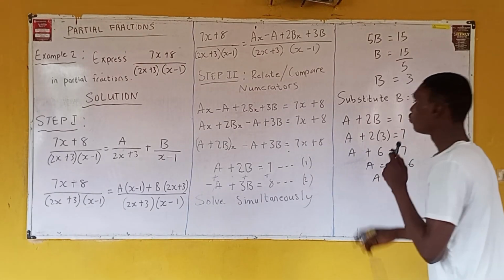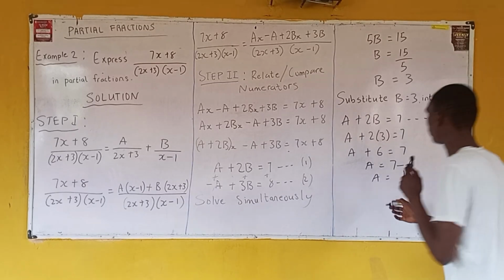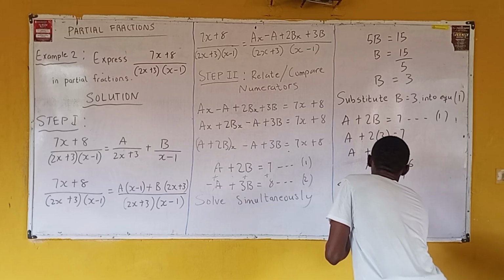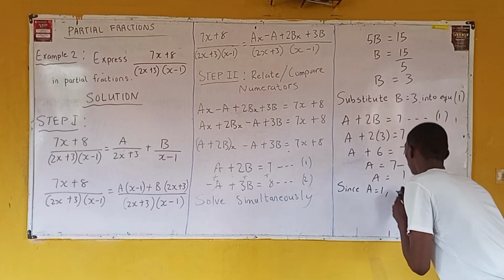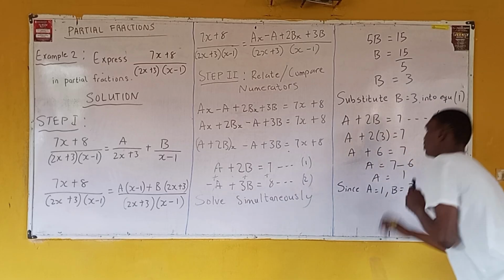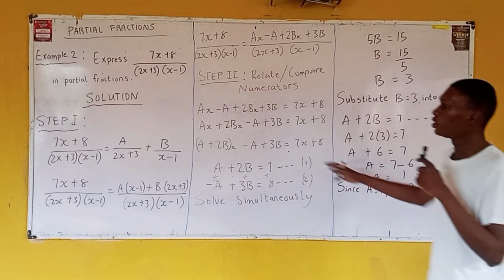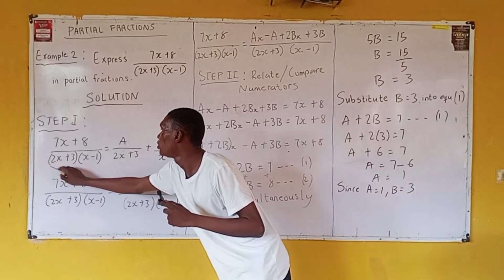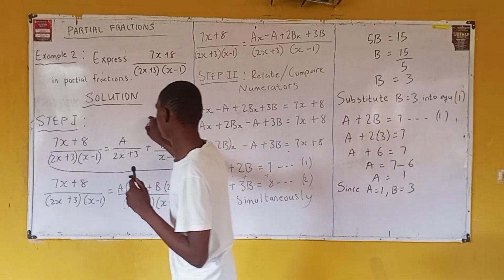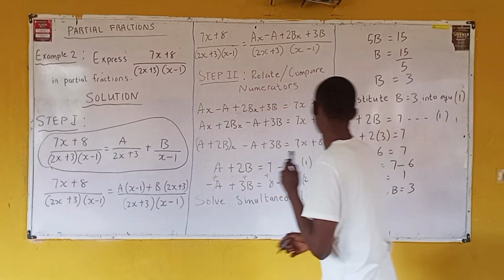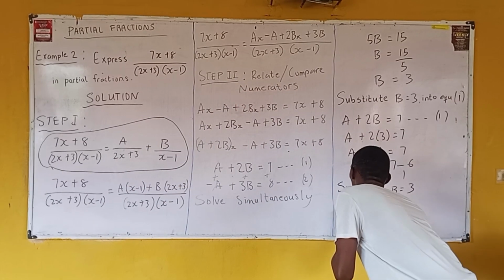Alright, so since a equals to 1, we can simply say, okay, since a is equals to 1 and b is equals to 3, then our final answer will be substituting a and b into this equation, right? You substitute your a and b into this equation.